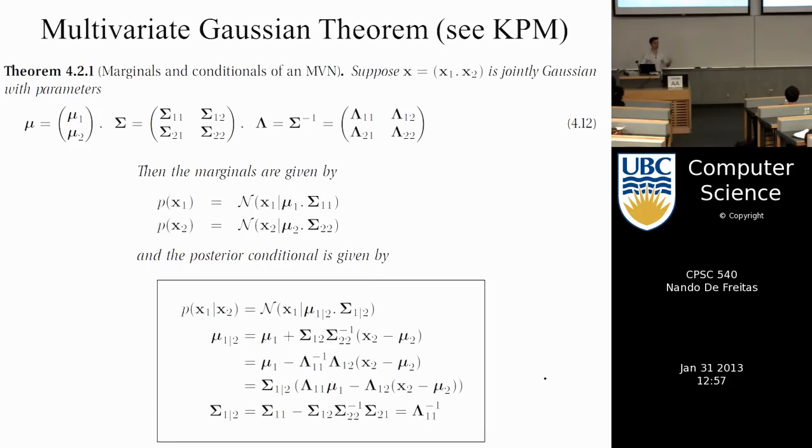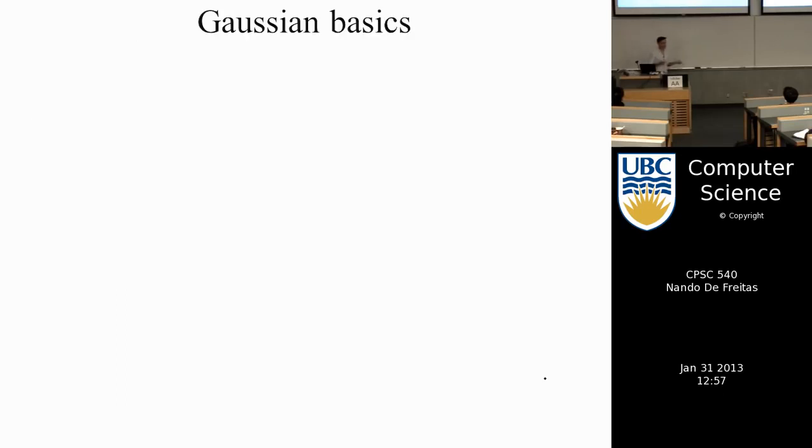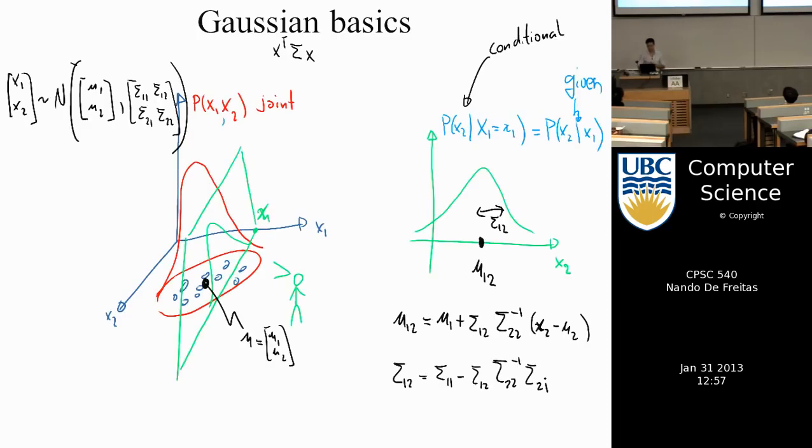The theorem is well within the reach of any grad student at UBC to go over the proof. In fact, if a grad student cannot go over that theorem, I think there's a problem as to whether you should be in grad school or not. But it's just tedious algebra, and there's no point in boring you with that algebra.